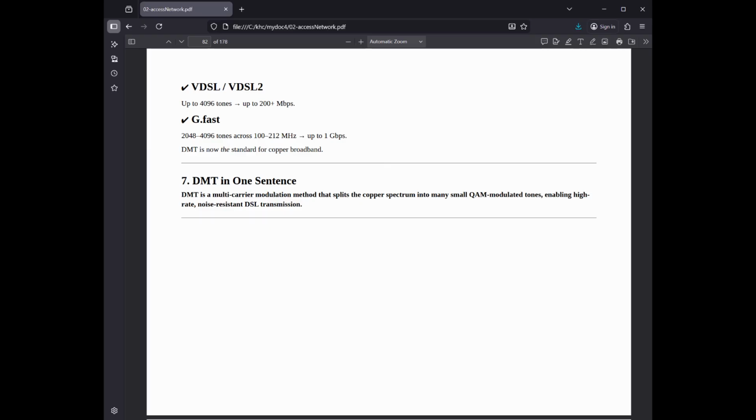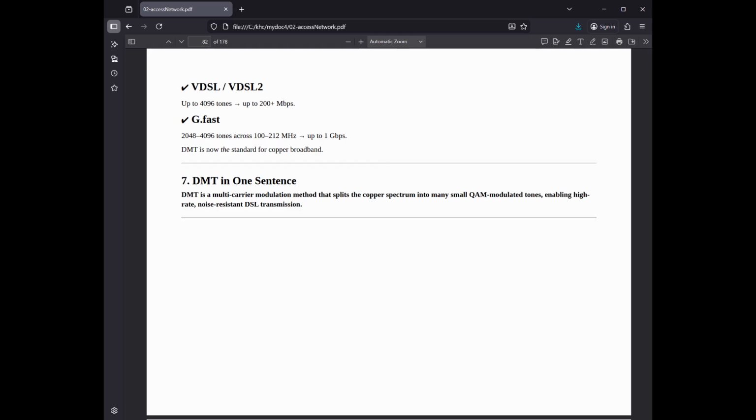4. Resistance to narrowband interference. Because DMT uses many narrow bins, it is highly resilient to RF ingress, like AM radio signals leaking into the wire. While a single carrier system, like CAP, might fail entirely if one frequency is blocked, DMT simply notches out, turns off, the affected bins and continues operating on the rest of the spectrum.